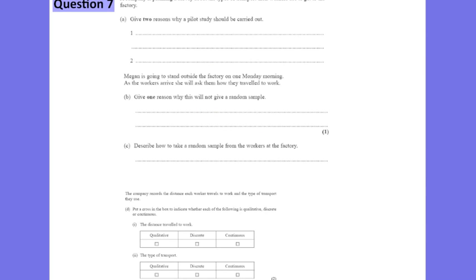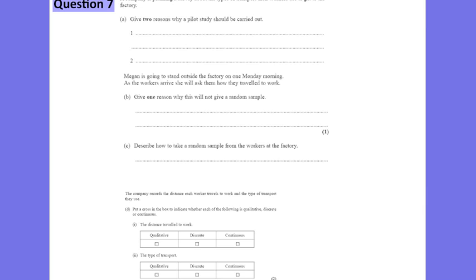Question number 7. A company is planning a survey about the types of transport their workers use to get to the factory. Give 2 reasons why a pilot study should be carried out. So once again, you're looking at those any 4 reasons that we had before about a pilot survey. It makes sure the survey gets the relevant answers. It makes sure that the questions are understood. It checks the response rates. It checks the design. It checks the response boxes. Any of those 2 reasons for why a pilot study should be carried out.